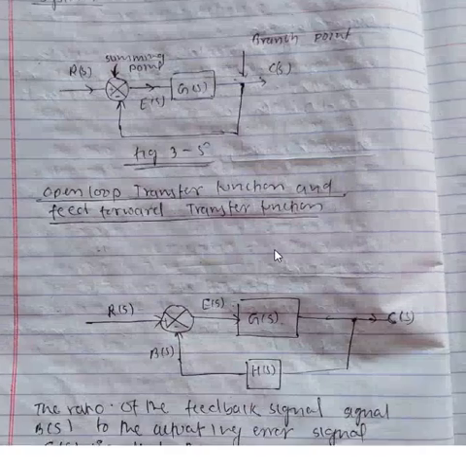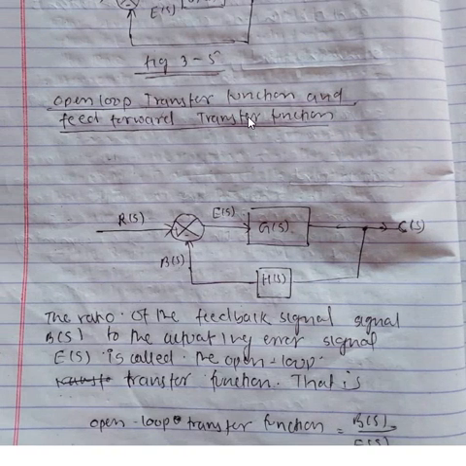Now the open loop transfer function and feed forward transfer function. Feed forward with feedback means there is some feedback. So this is the input function, this is the summing point, E(s) goes to G(s). This is B(s), this is H(s). This is one transfer function, this is another transfer function, and this is the output C(s).